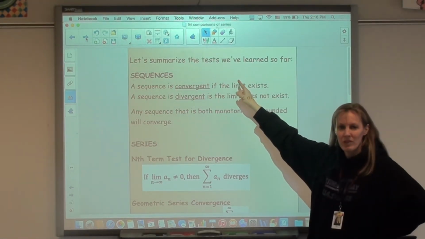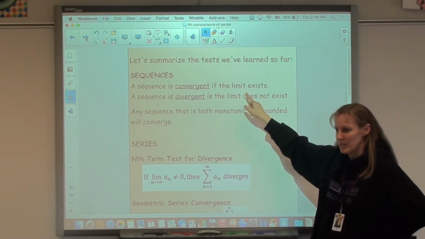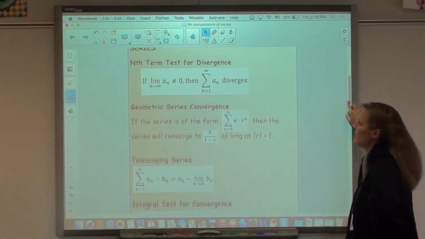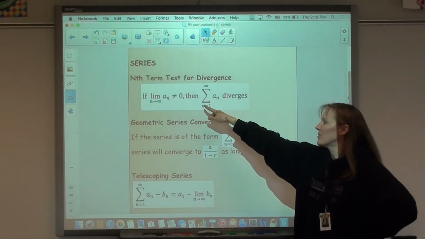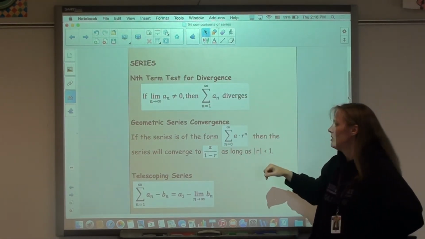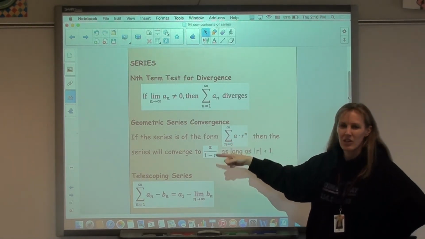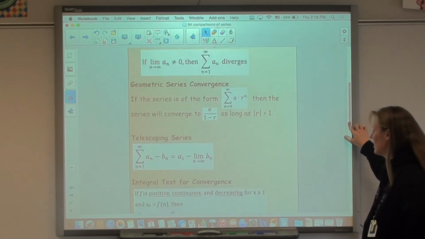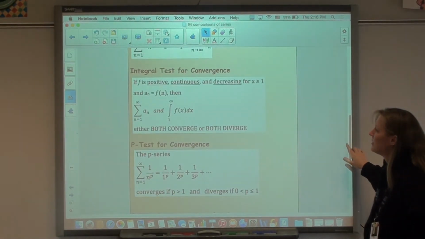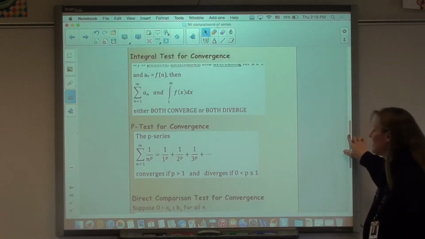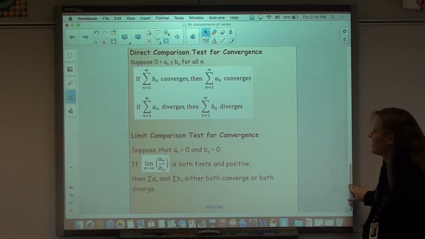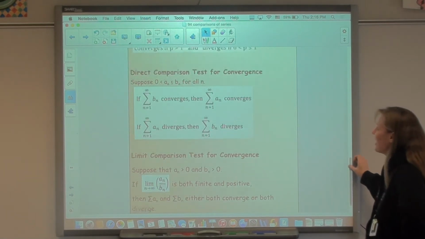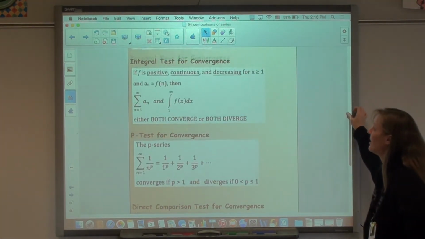Sequences converge if the limit exists and diverge if the limit doesn't exist, right? So then you've got your nth term test, right? If the limit is not 0, it diverges. Your geometric series, which I think you're all pretty good with. Telescoping, which I think you're all pretty good with. Integral test, okay. P-test, which everyone loves. Direct comparison, all right, and now limit comparison, right? Skipping over that. Yeah, I kind of gloss over a couple of them.